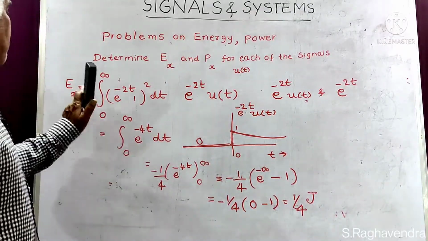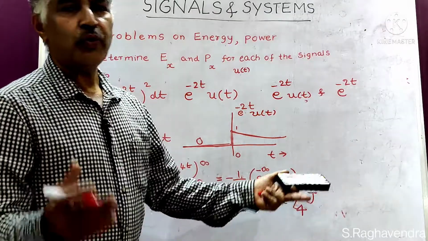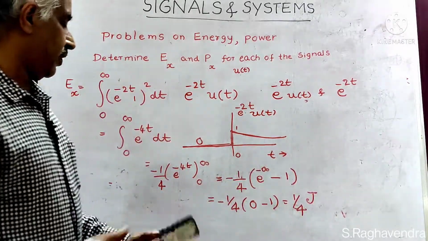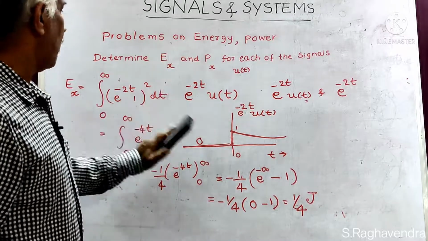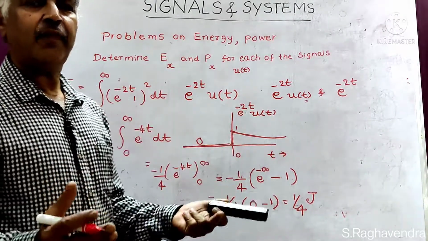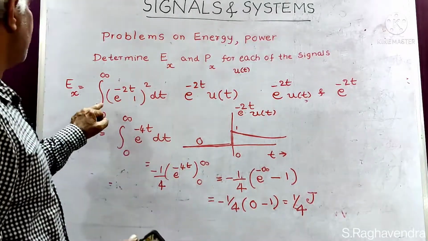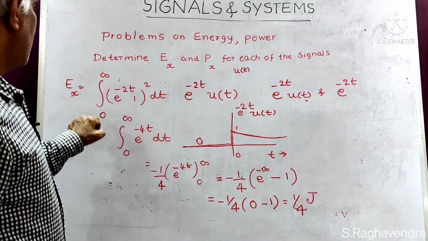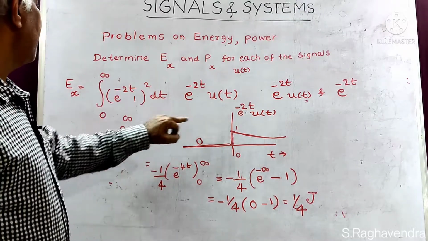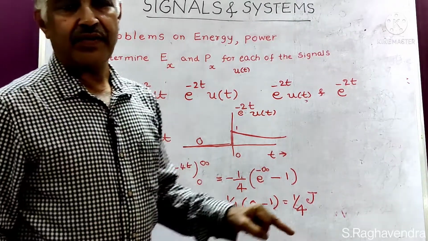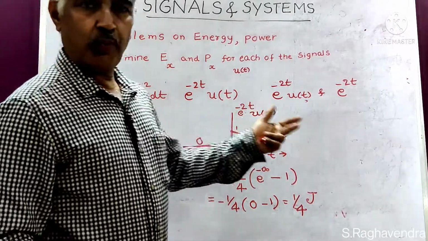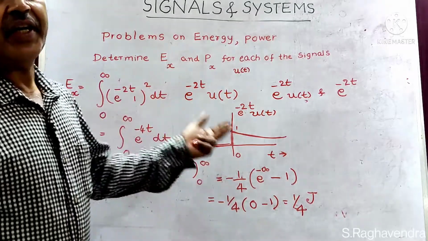So the energy value is coming out finite, and you need not check power. For this problem, I have found only Ex. If you want to find power, once again you proceed like this: integral 0 to t of e power minus 2t whole square dt, limit as t tending to infinity. Like the previous example, you proceed and you don't get any value for Px.